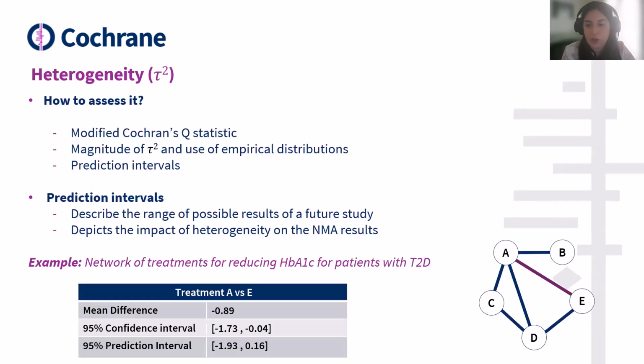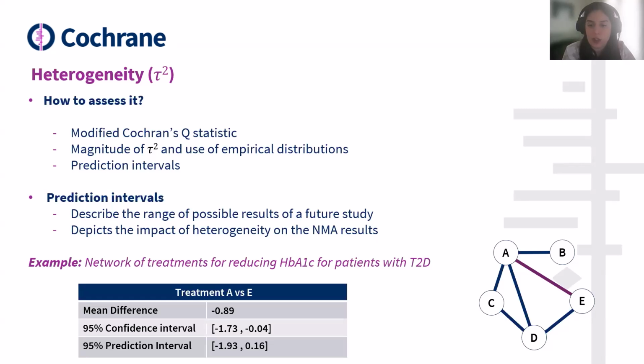Empirical distributions of heterogeneity can be derived by analyzing a collection of potentially similar network meta-analyses. Researchers can then compare their heterogeneity estimates to values from similar networks and explore if the amount of variation that they found can be considered typical or unusual.